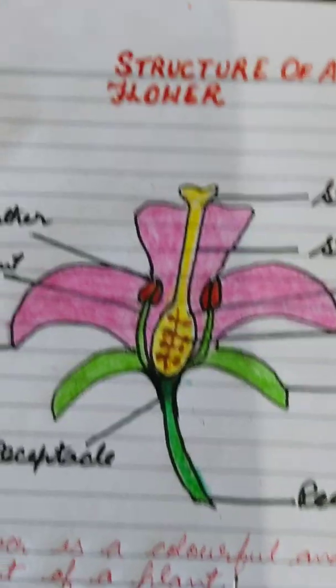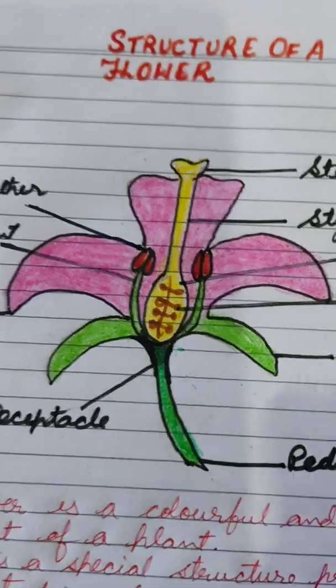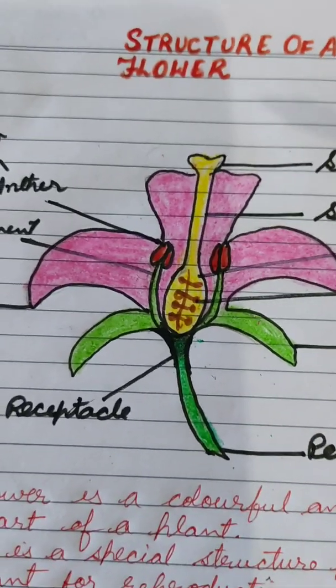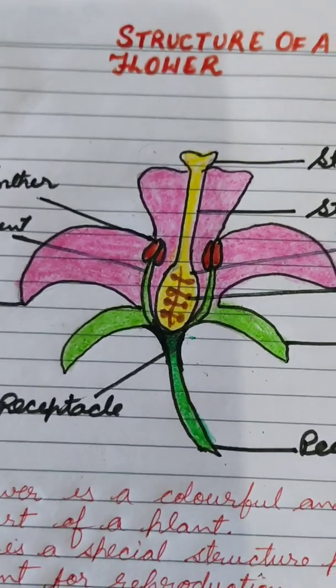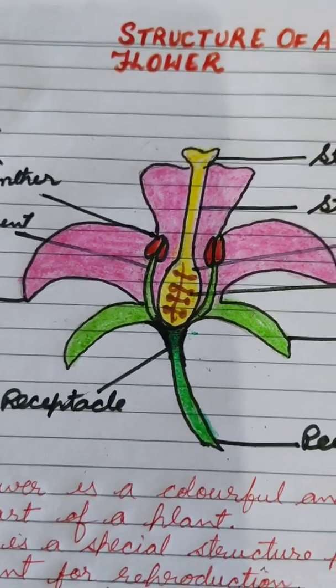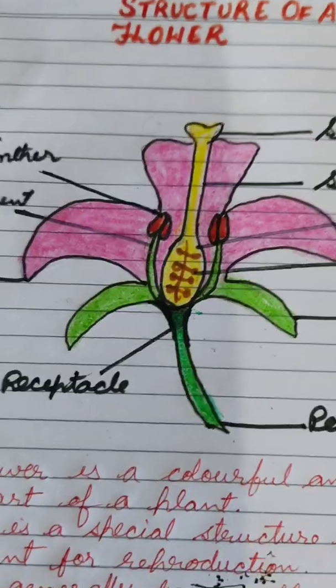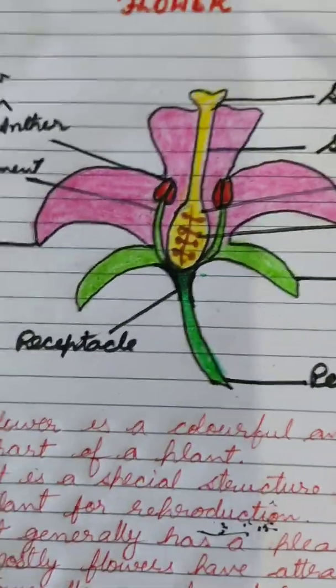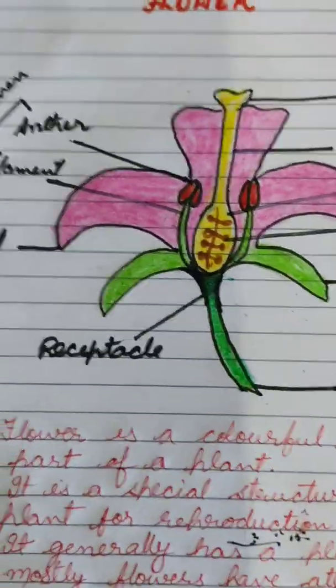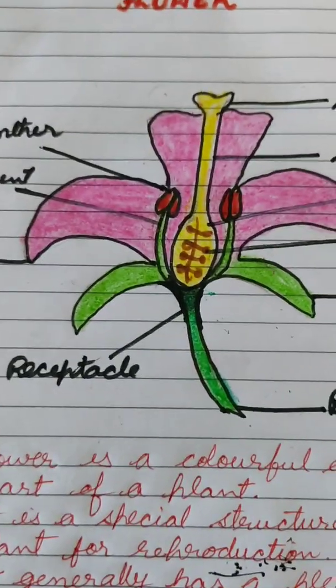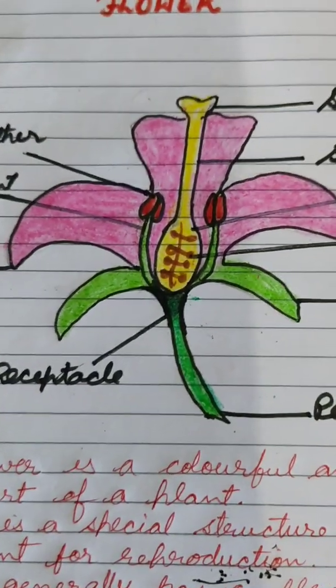Generally, flowers have different colors and they vary in size also. Some flowers are very big in size and some flowers are very small. Generally, flowers have a very pleasant fragrance, and some flowers which do not have an attractive color have a very pleasant fragrance to attract insects toward them.